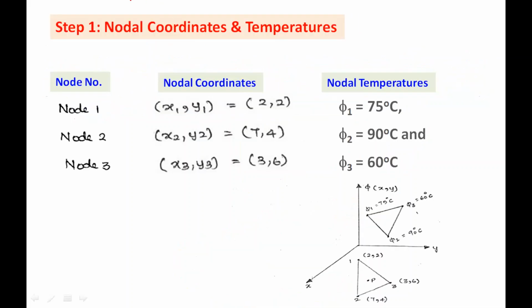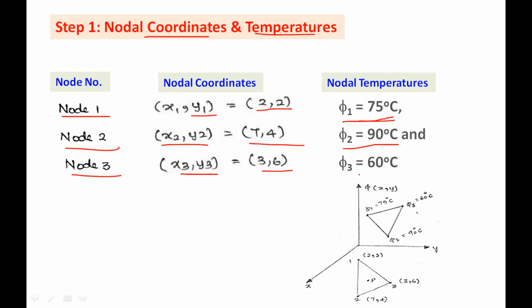The first step: we write the given data. The nodal coordinates and nodal temperatures are written like this: node number, nodal coordinates and nodal temperature. Node 1, x1 y1 is equal to 2, 2. No unit is mentioned in the problem, so we are writing 2, 2. The nodal temperature is 75 degrees Celsius. Node 2, x2 y2 is 7, 4, and the nodal temperature is 90 degrees Celsius. Node 3, x3 y3 is 3, 6, and the nodal temperature is 60. These are the given data.